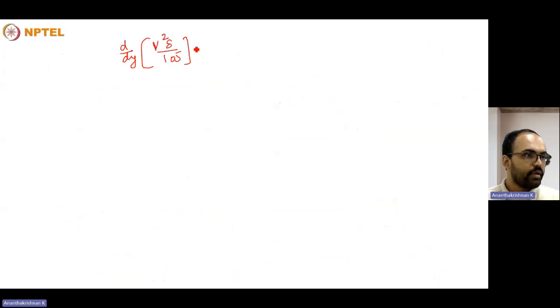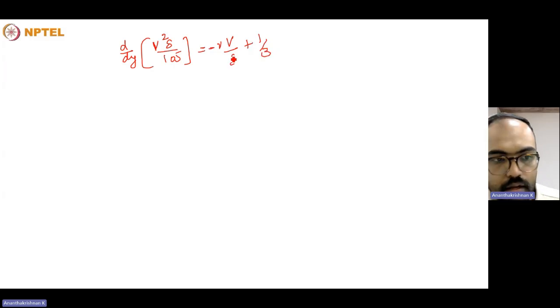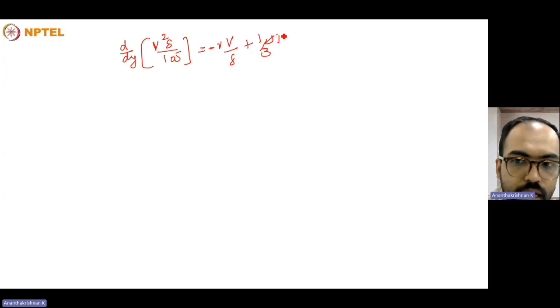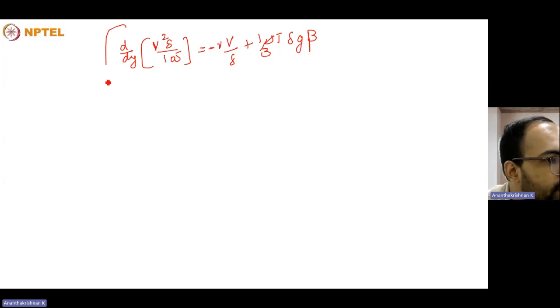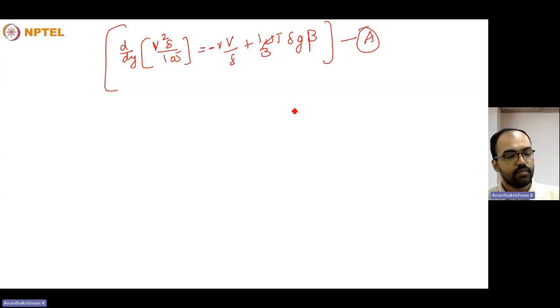So it will be d by dy of v squared delta divided by 105 is equal to minus of mu v by delta plus 1 by 3 into delta t delta g beta. So we can denote this by equation A. This is the final simplified form of the momentum equation.